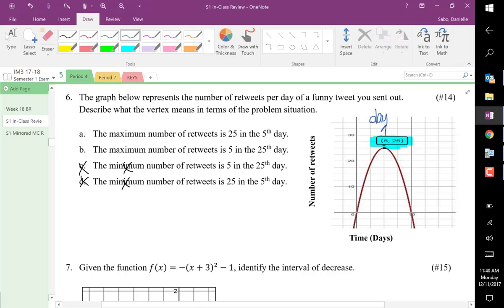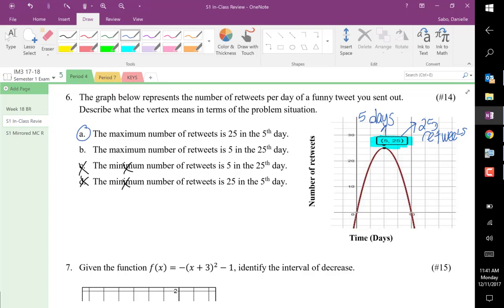So, right here, I have 5 as my days because that's what the graph is telling me when I read it. Here, my Y value is 25 retweets. So it's nice to label it just so that you remember where we're getting this information. When you look here, this is your X value. This is your Y. And that's why A is the correct answer, because the max number is 25 on day 5.